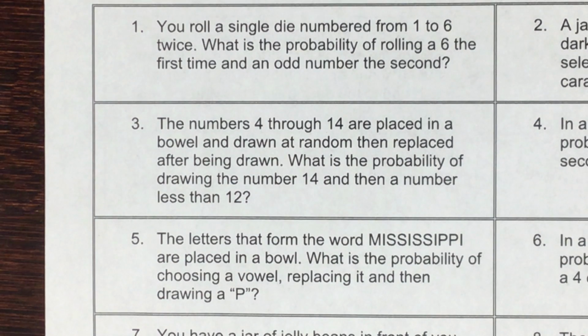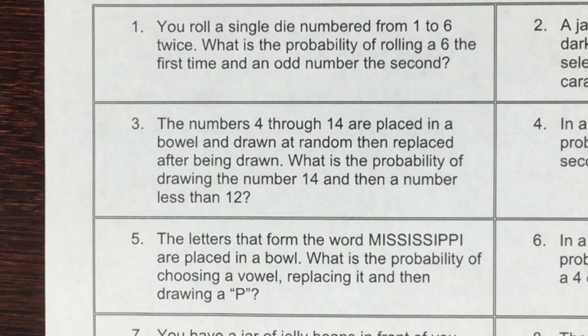You roll a single die numbered from 1 to 6 twice. What is the probability of rolling a 6 the first time and an odd number the second time? So what are we going to do? This is from yesterday. Let's do the first event. What is the probability of rolling a 6 the first time on a die? 1 out of 6.